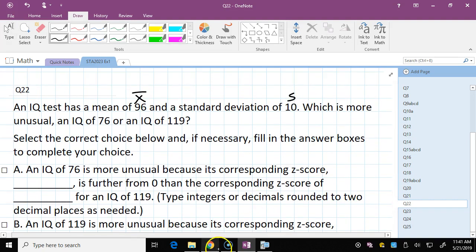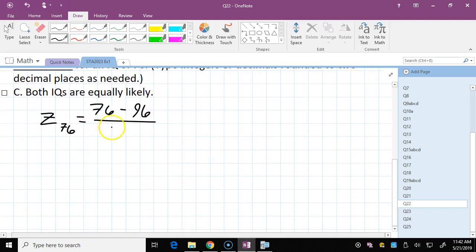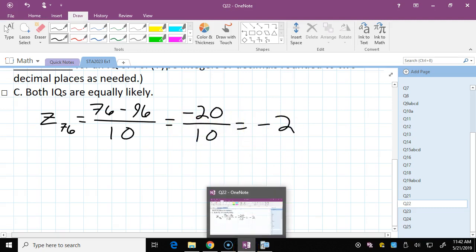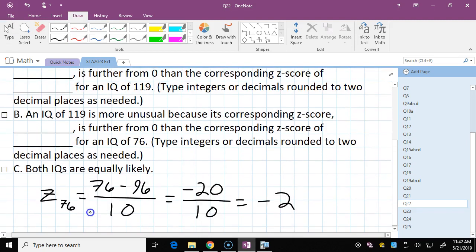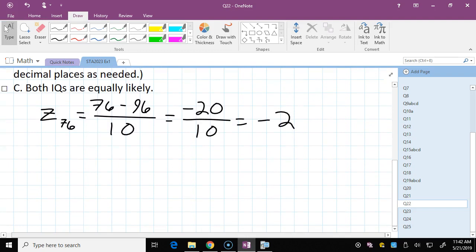10. So divided by 10. So what is 76 minus 96? Negative 20. Divided by 10. So there's the z-score. So 76 is 2 standard deviations below. And this actually says round to the nearest hundredth, or it might say 2 decimal places. So this answer you'd tack on 0.00. Okay?